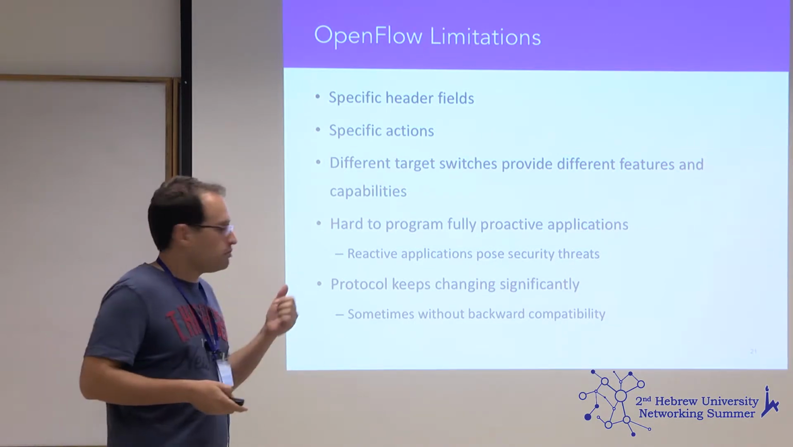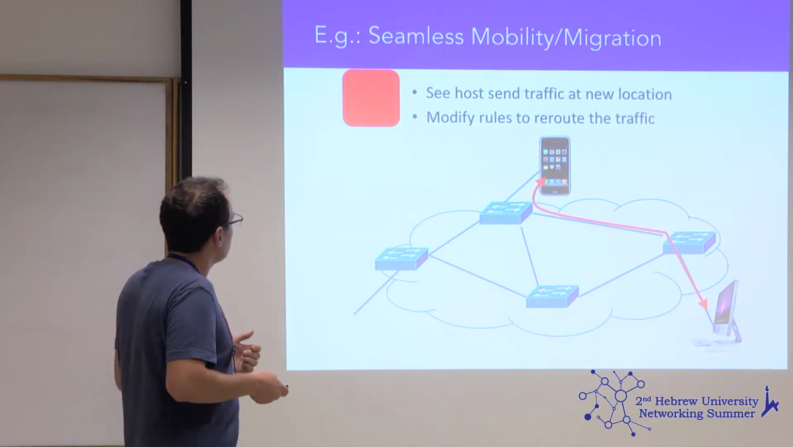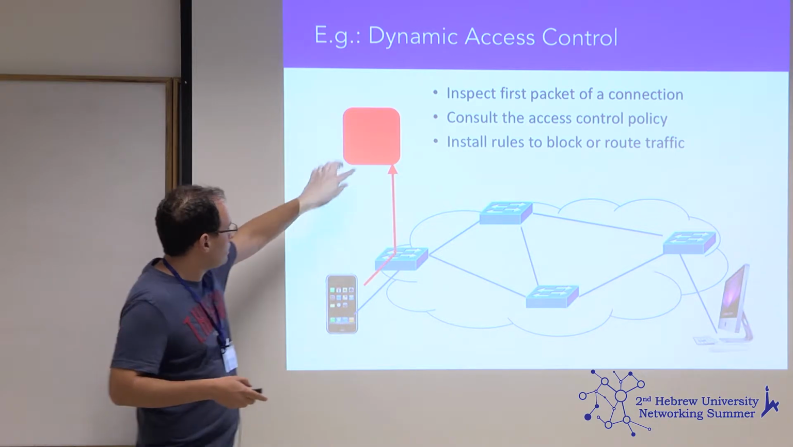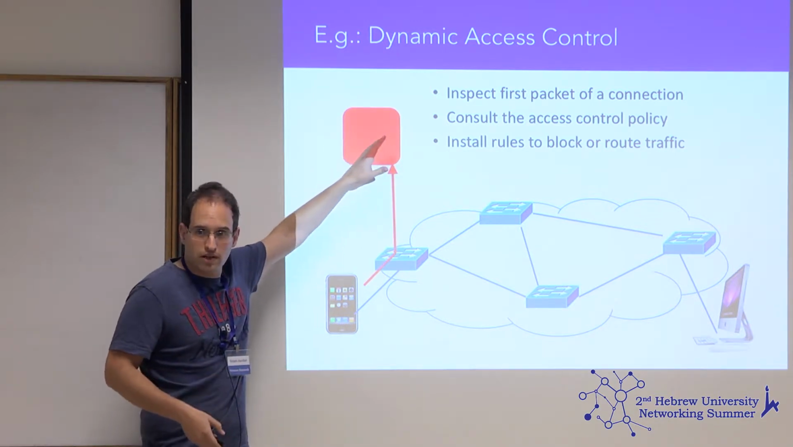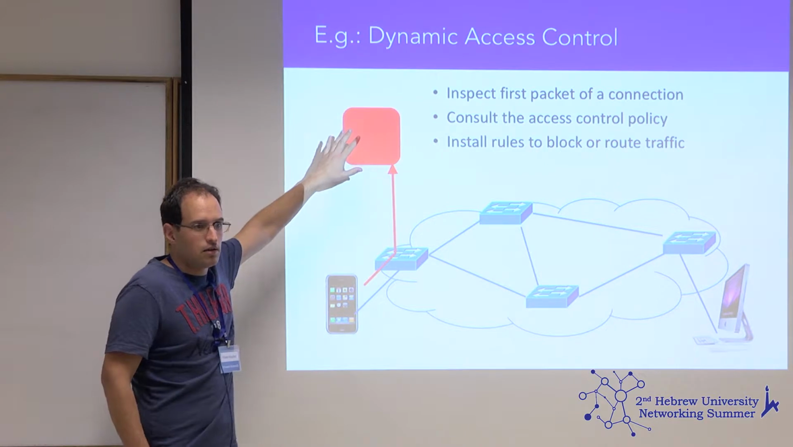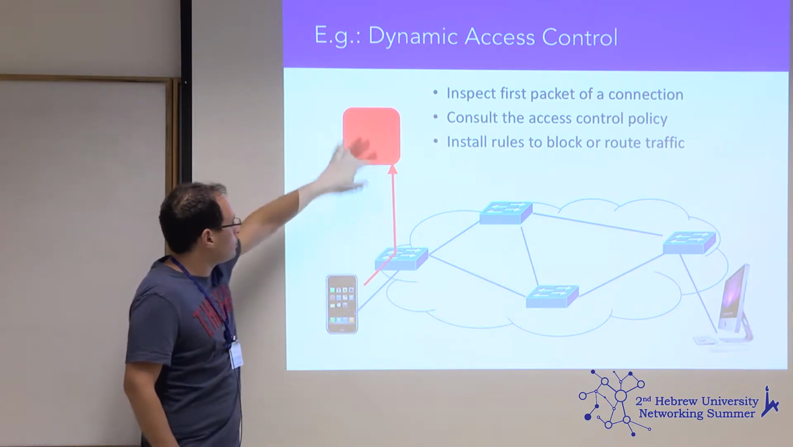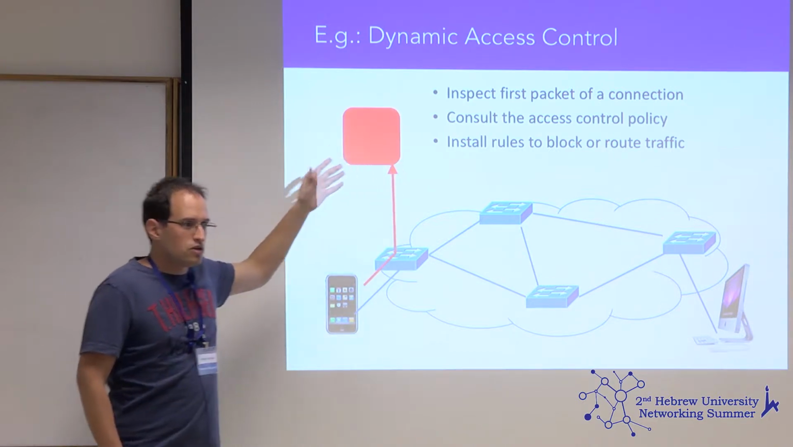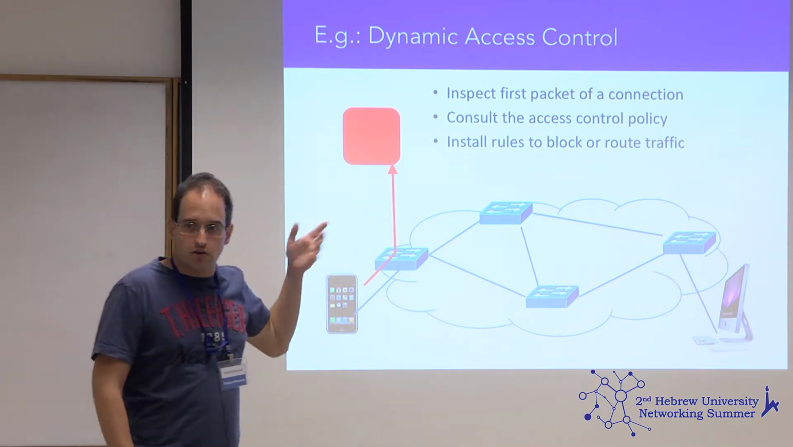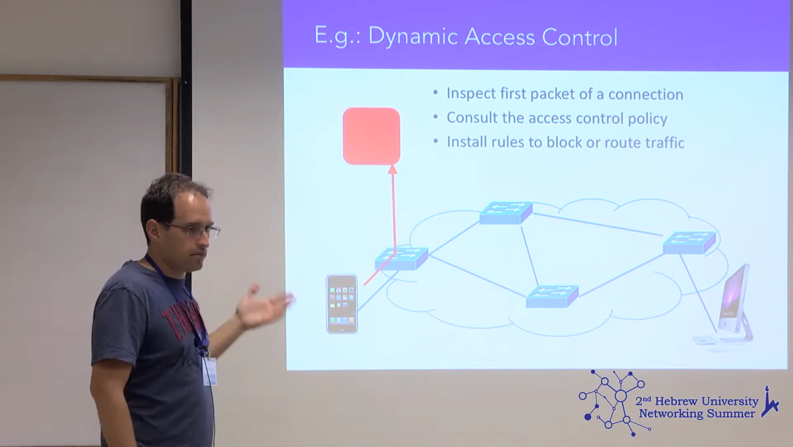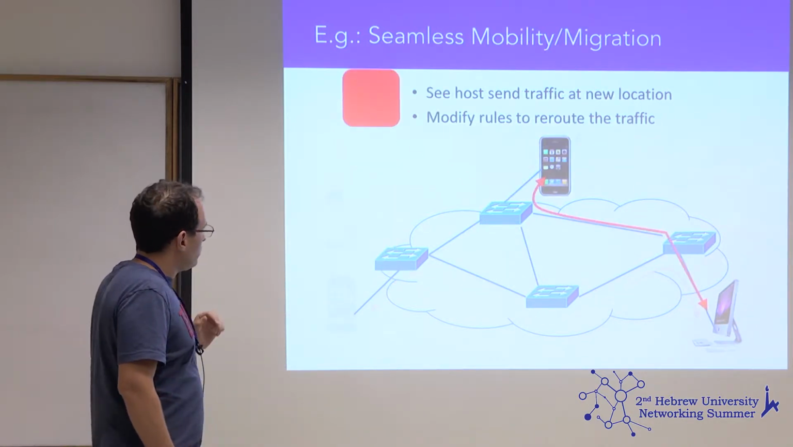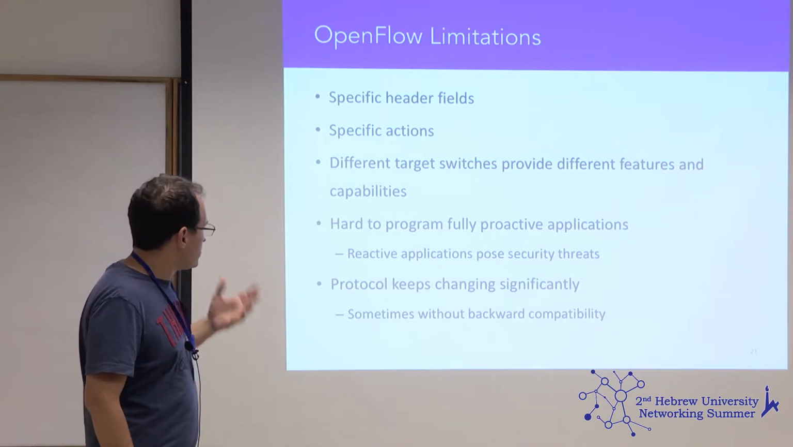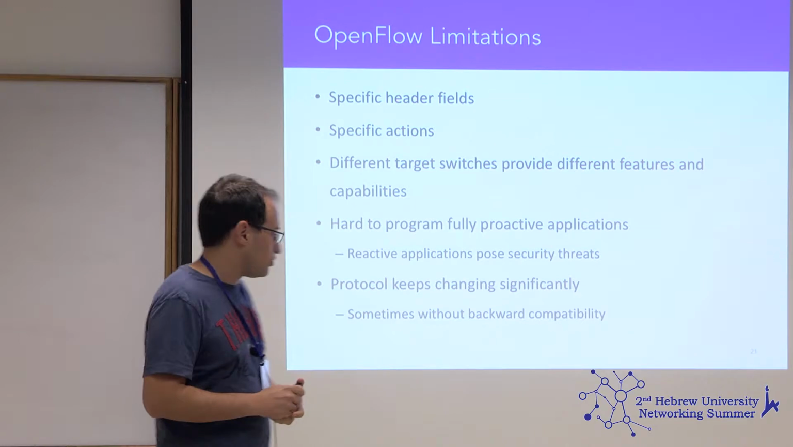So if I showed you before this example of the phone trying to connect, and the controller is used as an access control manager or something like that, this is reactive. That's bad. Why is it bad? Because if we have many users, the controller will be busy, and it can be subject to denial of service attacks and so on. So reactive applications are considered to be not safe and not scalable. So a good OpenFlow application would be proactive, but it is hard to program fully proactive applications in OpenFlow.